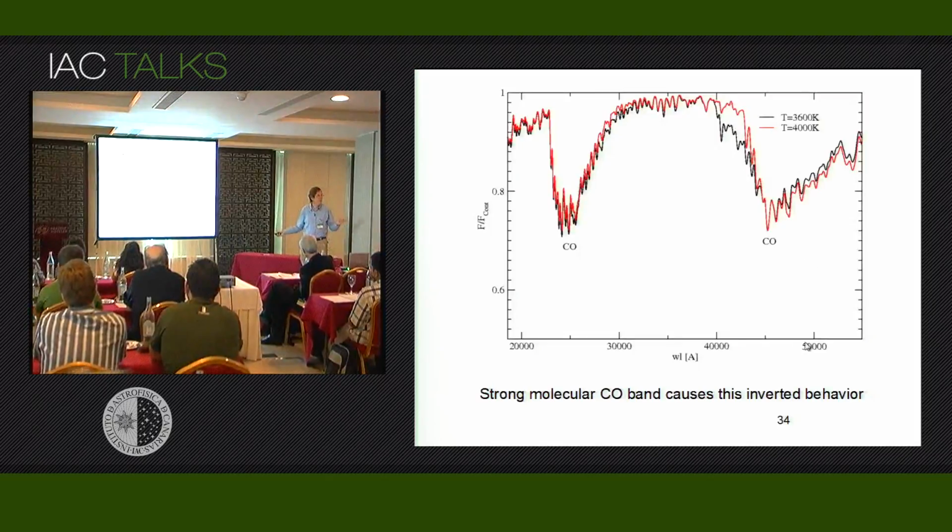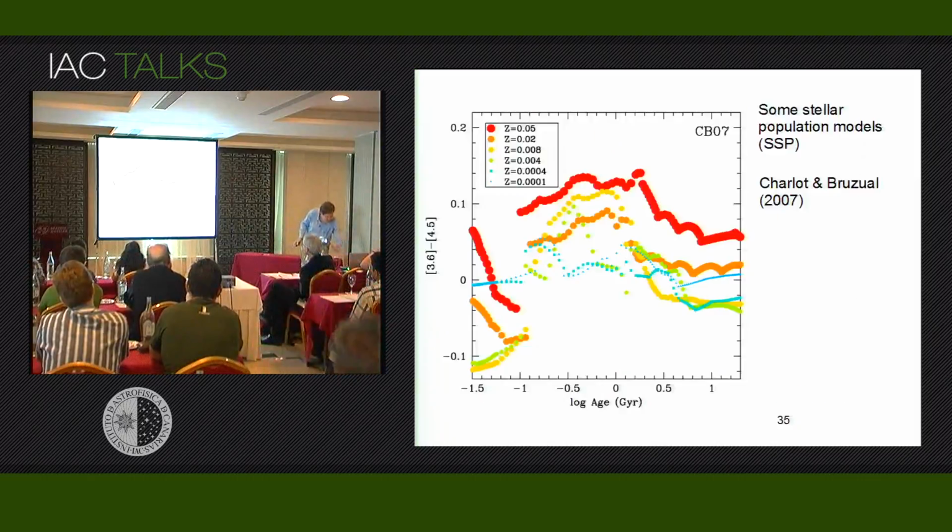You can explain that by knowing that in the 4.5 micron band, there's a huge molecular band, and when the metallicity goes up, the molecular band becomes stronger. So the light in this band disappears, and the color becomes bluer. So higher metallicity becomes a bluer color. That way it's understood, and it works the same as all other colors, except that it works opposite.